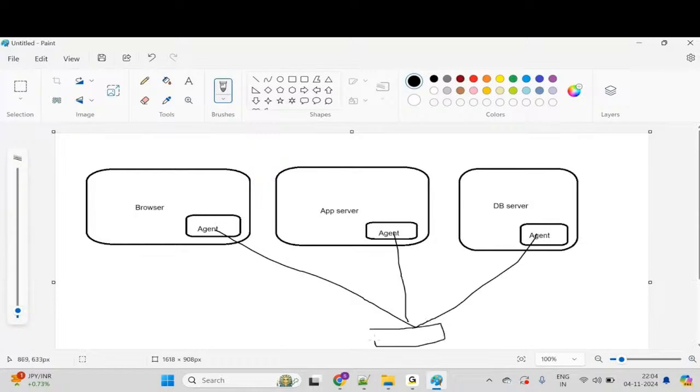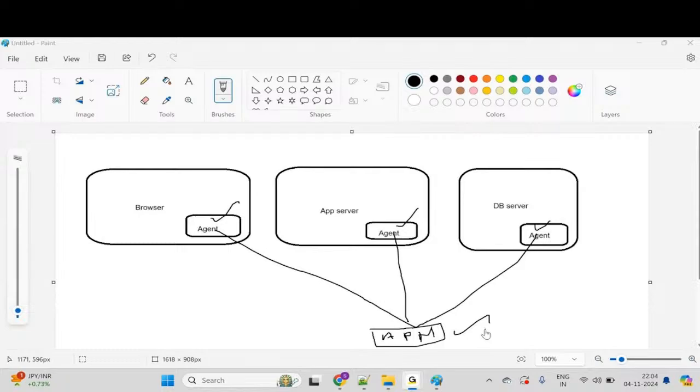I am giving a general term as APM, but in our case it is Dynatrace. So these agents are configured in respective places. It may be in the browser, the app server, or the DB server. It will be collecting the data and sending it to the tool, and the tool will do the respective activity. In Dynatrace, the agent is called OneAgent. I'll explain OneAgent in detail in the later part of the session.